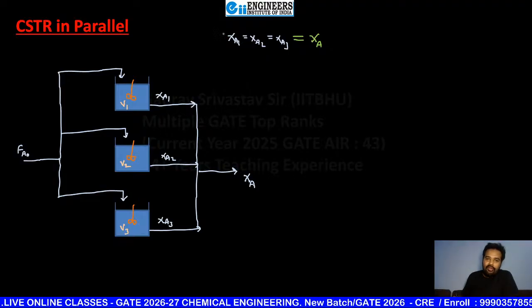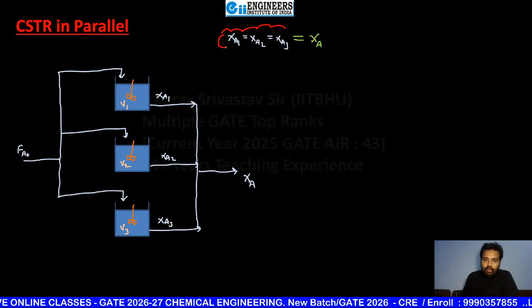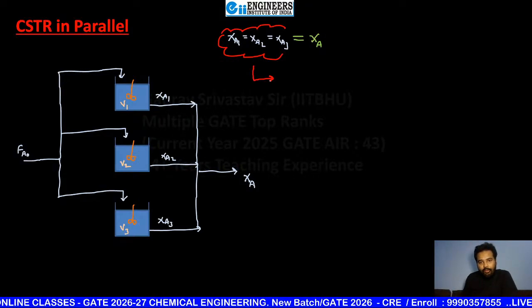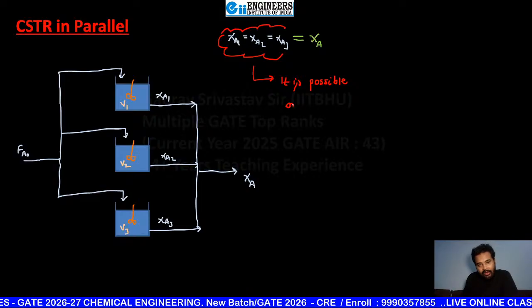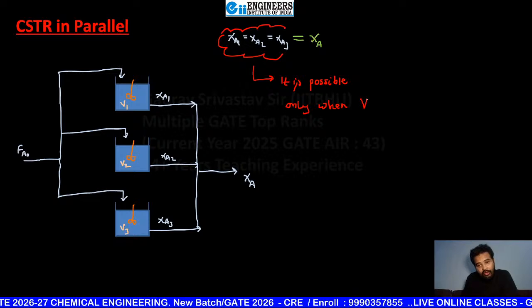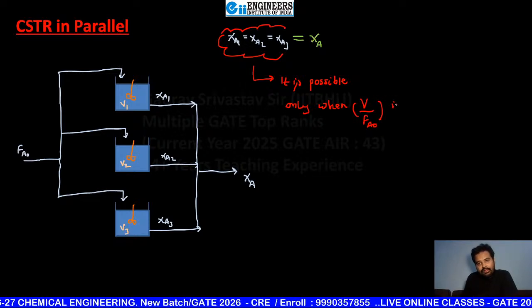So my dear students, for this, what is required? It is possible only when V by FA naught is identical.